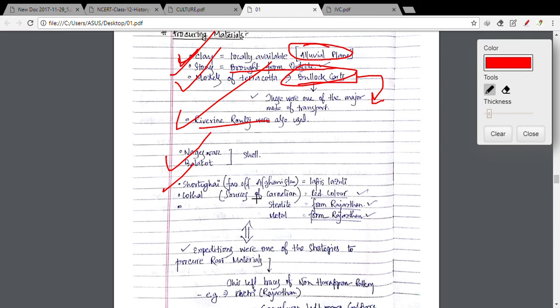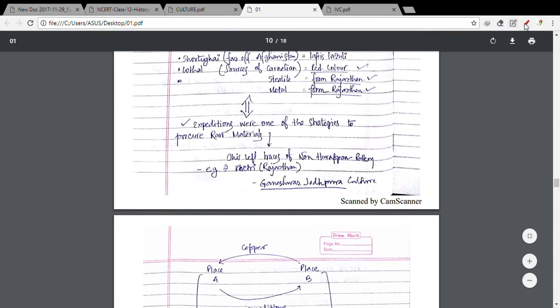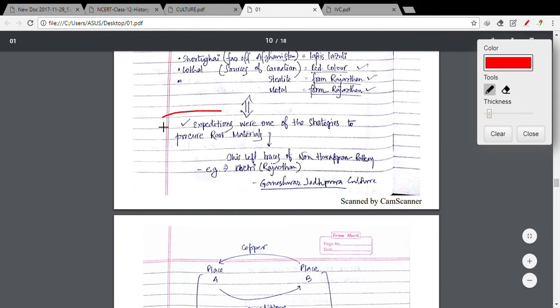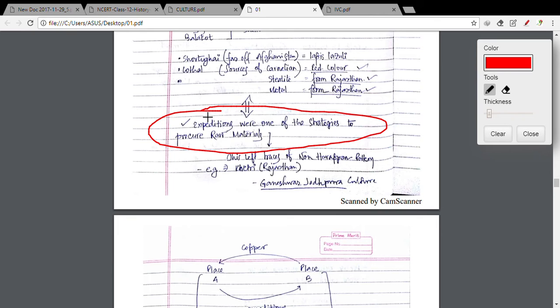Shortughai is a site in Afghanistan, which is a place from where we can bring lapis lazuli, which is a precious stone. Lothal is a source of carnelian, which is of a red color. Steatite was taken from faraway Rajasthan, and some metals are also taken from Rajasthan. So these are the modes of expedition. That means you are sending people to a certain place to bring the material from there for your production.